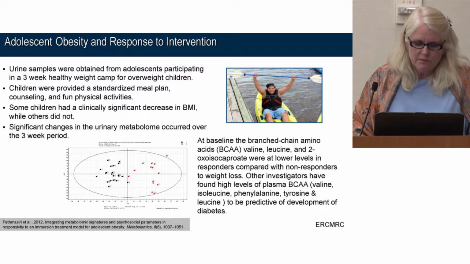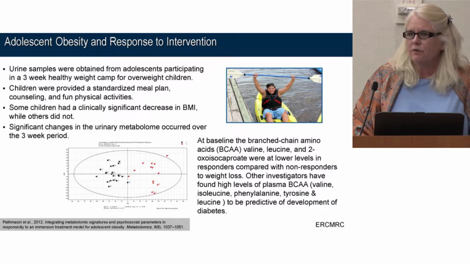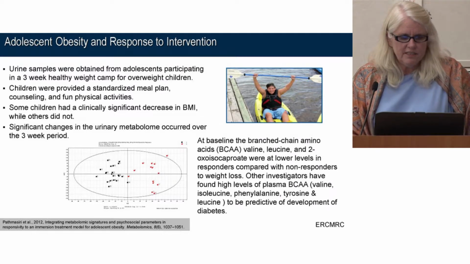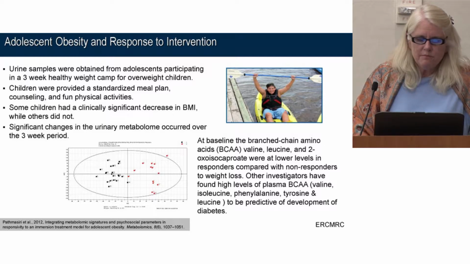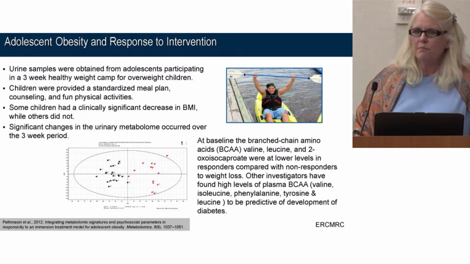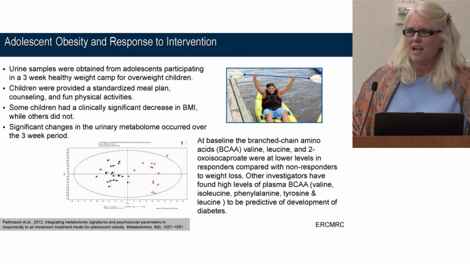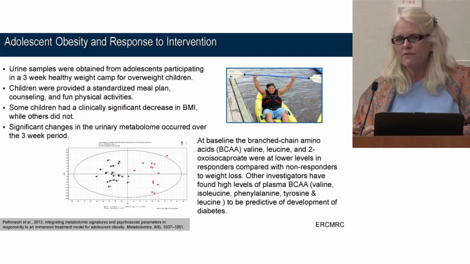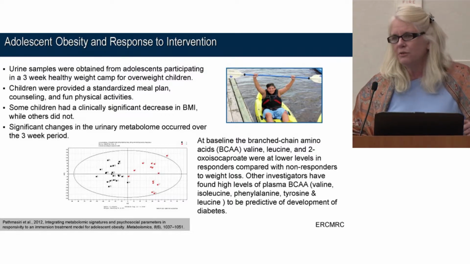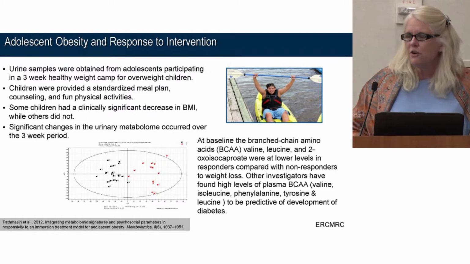One of the first studies that we had done in human subjects was in adolescent obesity and response to intervention, in collaboration with David Collier at East Carolina University. And he had obtained urine samples from adolescents participating in a 3-week healthy camp for overweight children. And I say healthy camp because it wasn't a diet camp, it was a healthy lifestyles camp, teaching children how to eat right and motivating them to get out and exercise, not run, but to get out and canoe and kayak and swim and have fun.